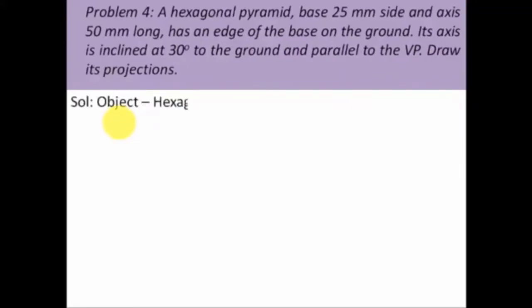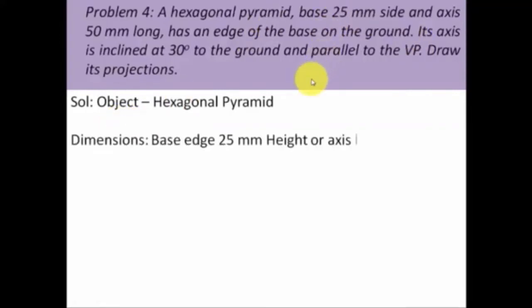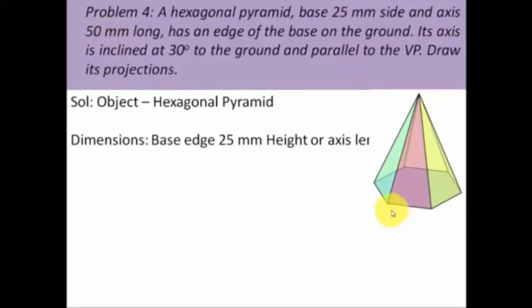The object in this case is a hexagonal pyramid. The dimensions are in the form of base 25 mm side. So in its base it's going to have 6 sides equivalent to 25 millimeters, and the axis length has been given as 50 millimeters. So let me show you, all these 6 sides are going to be 25 millimeters each, and this hexagon is going to have a center over here, and from this center until we reach this apex, the height has been given to us as 50 millimeters.